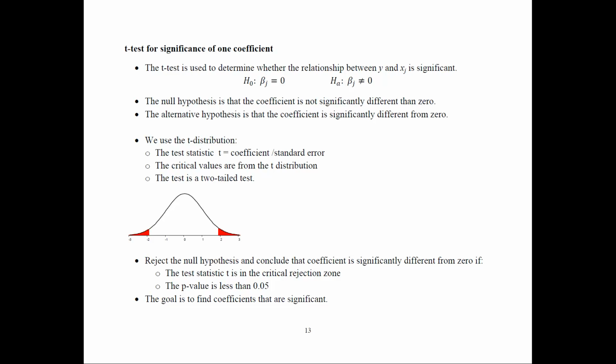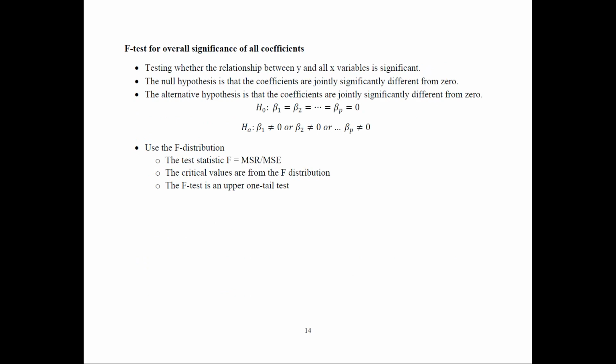Okay, so this was the case about the t-test for one coefficient's significance. Now I will talk about an F-test for overall significance of all coefficients. And in this case, we're testing whether the relationship between y and all x variables is significant. Or you can select a subgroup of x variables and test for the joint significance of those variables. So the null hypothesis is that the coefficients are jointly significantly different than 0. And the alternative is that the coefficients are jointly significantly different than 0.